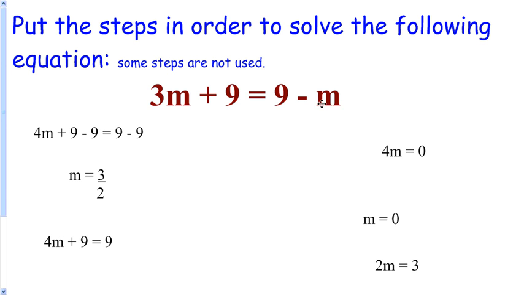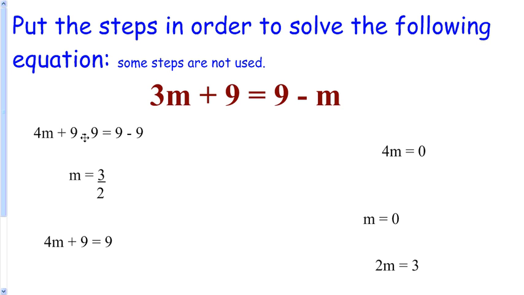We have an m on this side. We have an m on this side. We need to collect those like terms, and we need to get them all on one side. So get all the like terms on one side and all of the other terms on the other side. So which step does that?